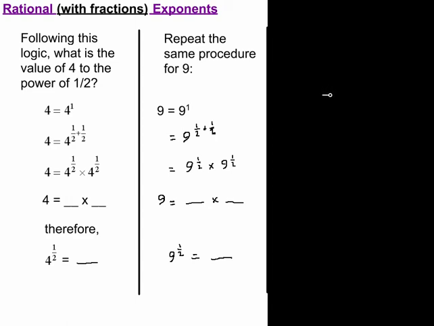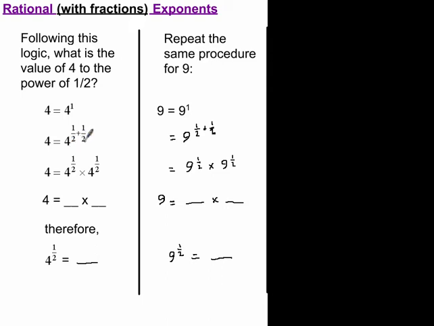Okay, so let's see how this actually makes sense, this fraction as an exponent. Let's follow this logic. Following this logic, what is the value of 4 to the power of a half? So we know that 4 is the same as 4 to the power of 1. We also know that 1 is just a half plus a half. And by the exponent laws, when we add the exponents, it means that we're multiplying like bases.